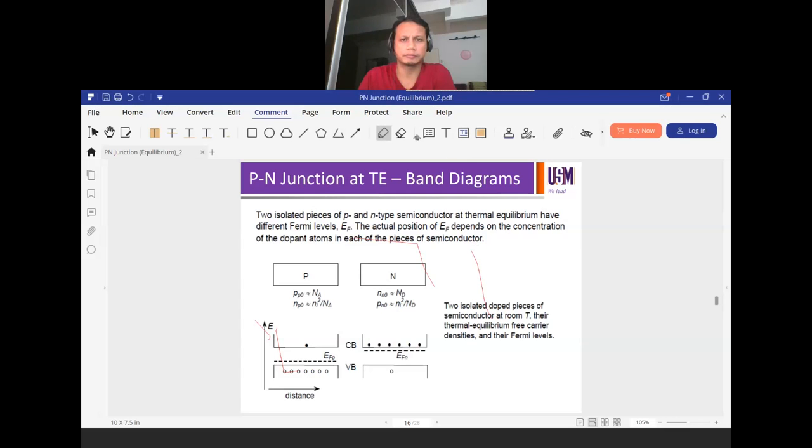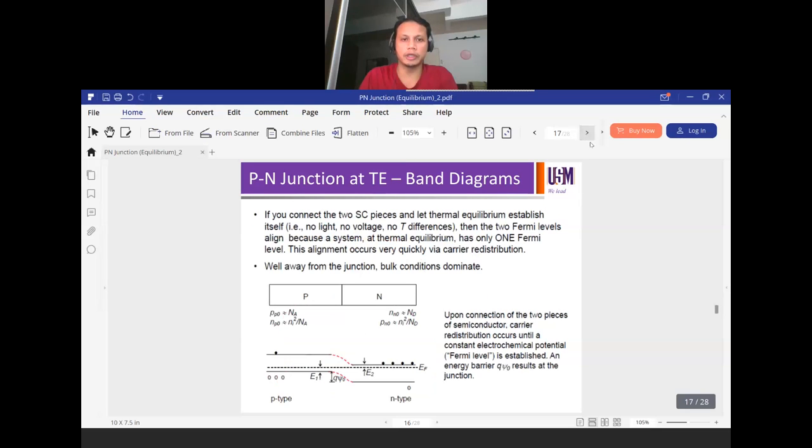Okay, you should be able to draw this, the whole thing. So make sure you are able to draw this energy and distance for both materials before they join and after they join, right? So make sure you are able to draw that. Okay, so let's move on to the next page.